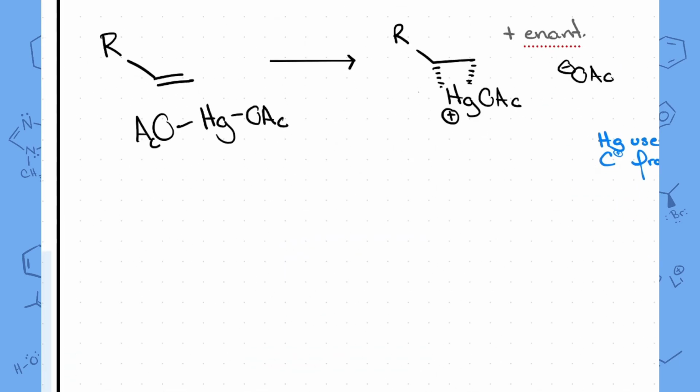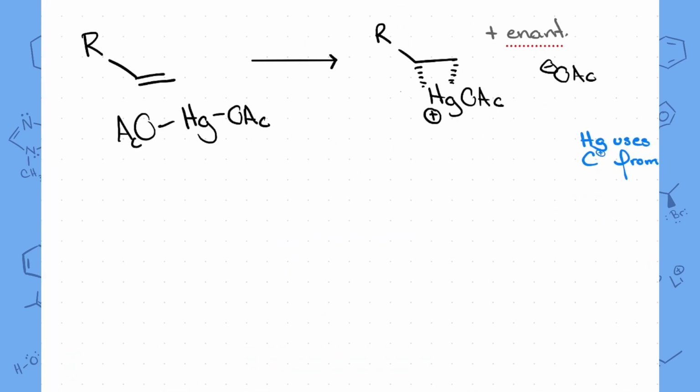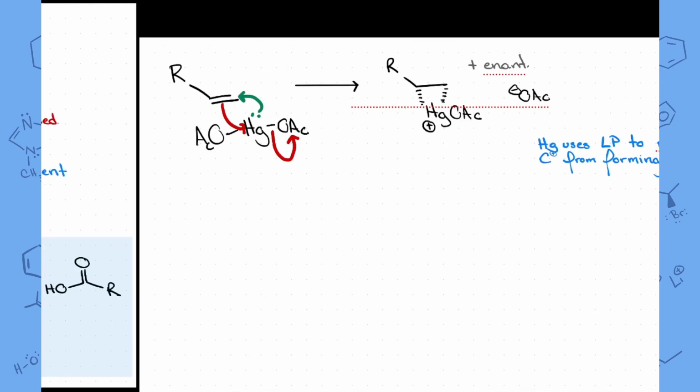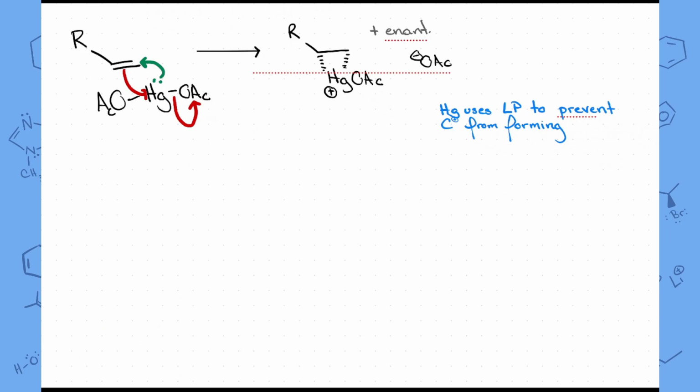Another prominent example is oxymercuration-demercuration. The oxymercuration part is this first step of electrophilic addition, where mercury has a lone pair. So if we draw our electrophilic addition arrows, our alkene acts as our nucleophile. We break this bond so that we don't break any full valence rules, and then the lone pair satisfies that other carbon so that a carbocation doesn't have a chance to form. So in this case, mercury uses its lone pairs to prevent a carbocation from forming.